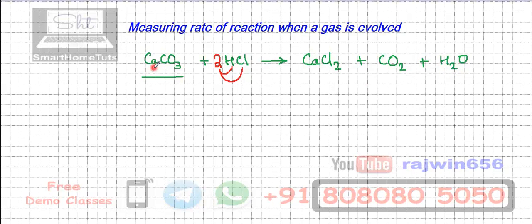Calcium is Ca, which is here. On the other side, on the product side, calcium. So there is only one calcium atom on both sides. This is C, that is carbon. There is only one carbon here and here on both sides. Number of oxygen atoms on the left hand side is 3. Here also you can see there are 2 oxygen atoms in CO2 and there is 1 oxygen atom in H2O. So total number of oxygen atoms, 2 plus 1, is 3, and on the left hand side also the number of oxygen atoms is 3.